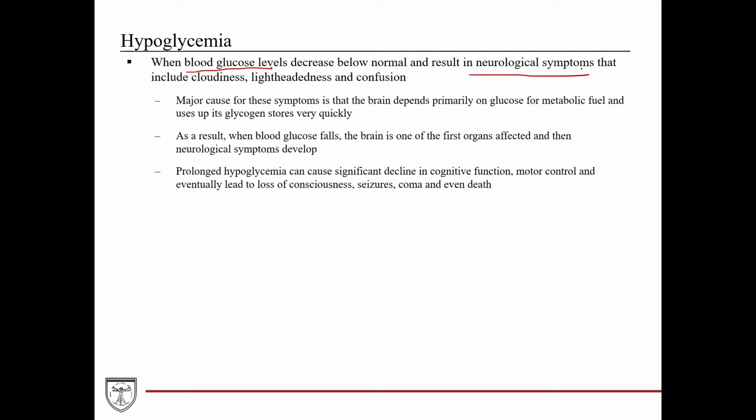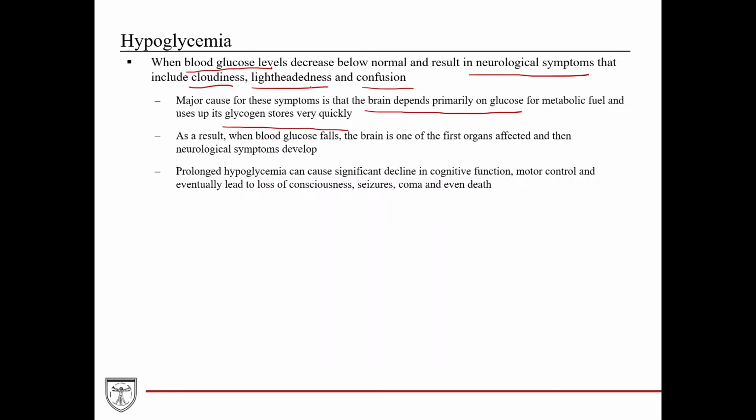They result in neurological symptoms that can include cloudiness, lightheadedness, and confusion. At some point or another, you've probably experienced mild symptoms of hypoglycemia, such as if you went a long period of time without eating, you can feel somewhat cloudy, confused, or lightheaded, or even faint and pass out. The reason these patients develop these symptoms is because, as you recall from our Unit 3 Metabolism Unit, the brain depends primarily on glucose. It is the main fuel that the brain uses. If you don't have glucose there, the brain gets starved for energy, and it uses up its glycogen stores very quickly. Once it uses up its glycogen stores, there's not much left. Then you have to move into the ketone bodies.